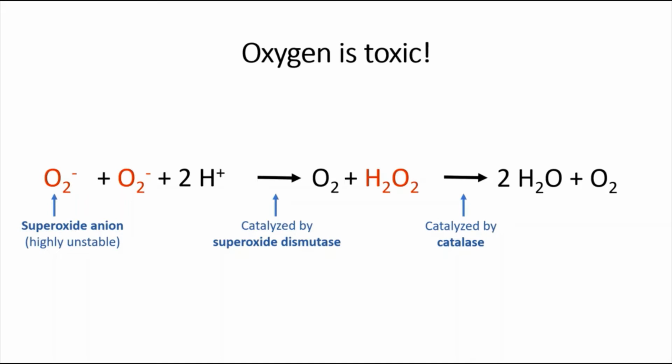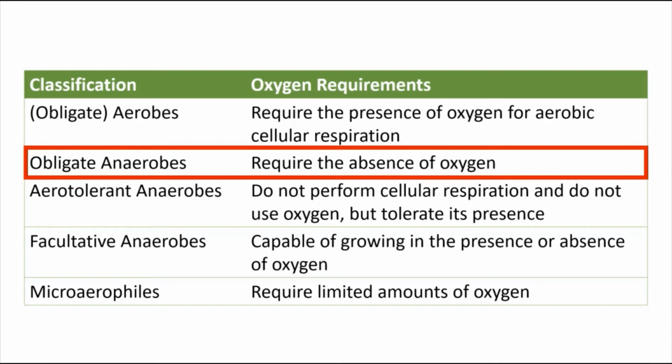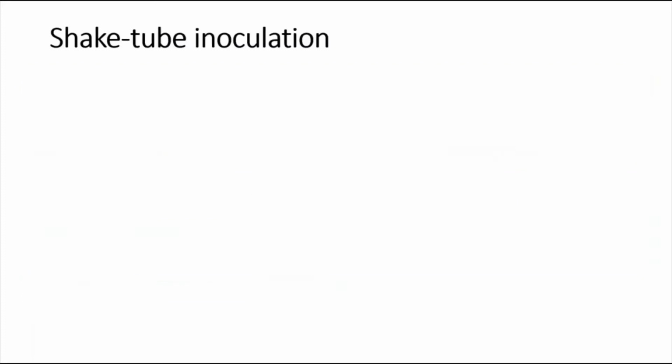So this explains why it can be the case that there are organisms that are harmed by oxygen. Obligate anaerobes do not synthesize superoxide dismutase or catalase, and therefore they are not able to deal with the toxic forms of oxygen that all living things produce as a part of their metabolic processes. So we are going to look at these 5 different categories of microbes in this lab, and we're going to explore the way that they grow in tube media by carrying out what are called shake tube inoculations.